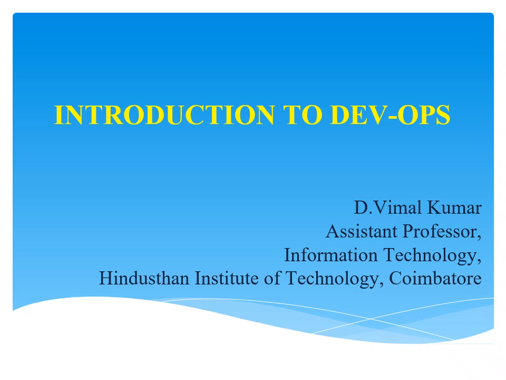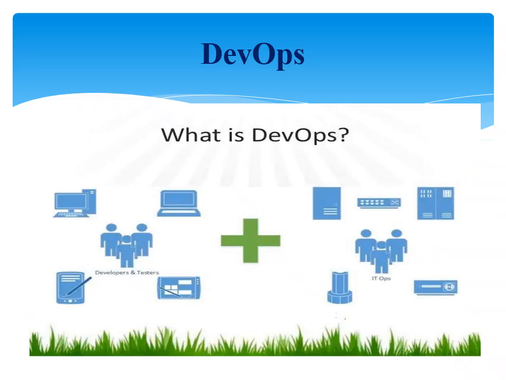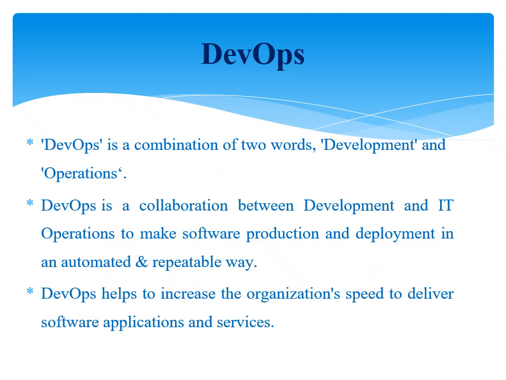In this lecture, we are going to see about Introduction to DevOps. DevOps is a combination of development and operation. Usually in the software industries, we have two departments, the development department and the operations department. In the development department, they are developing the software process as per the software life cycle. So DevOps is the combination of two words, development and operation.